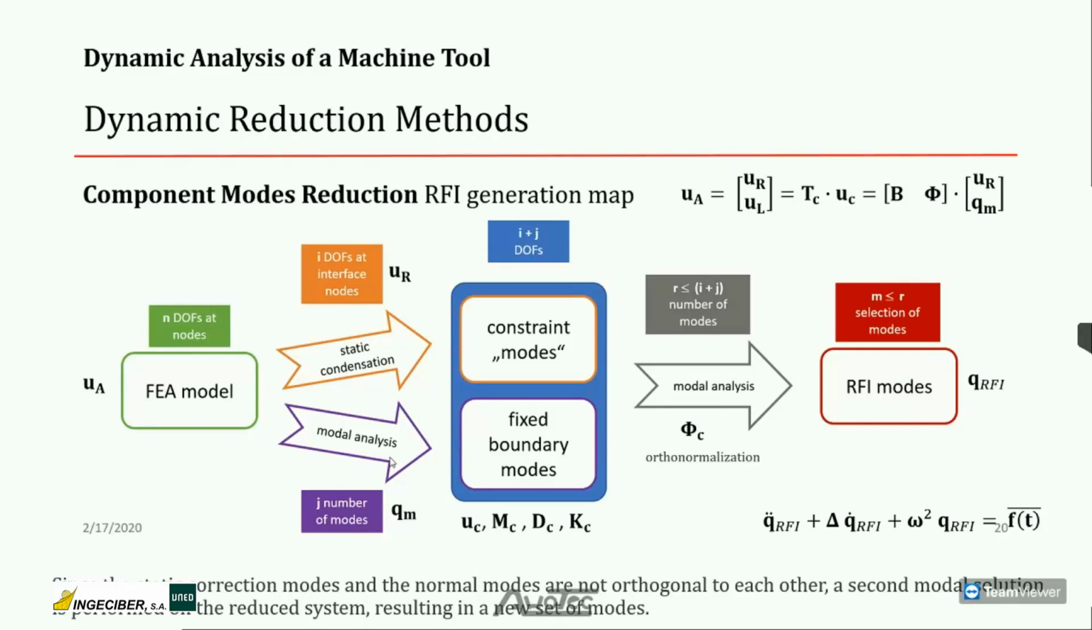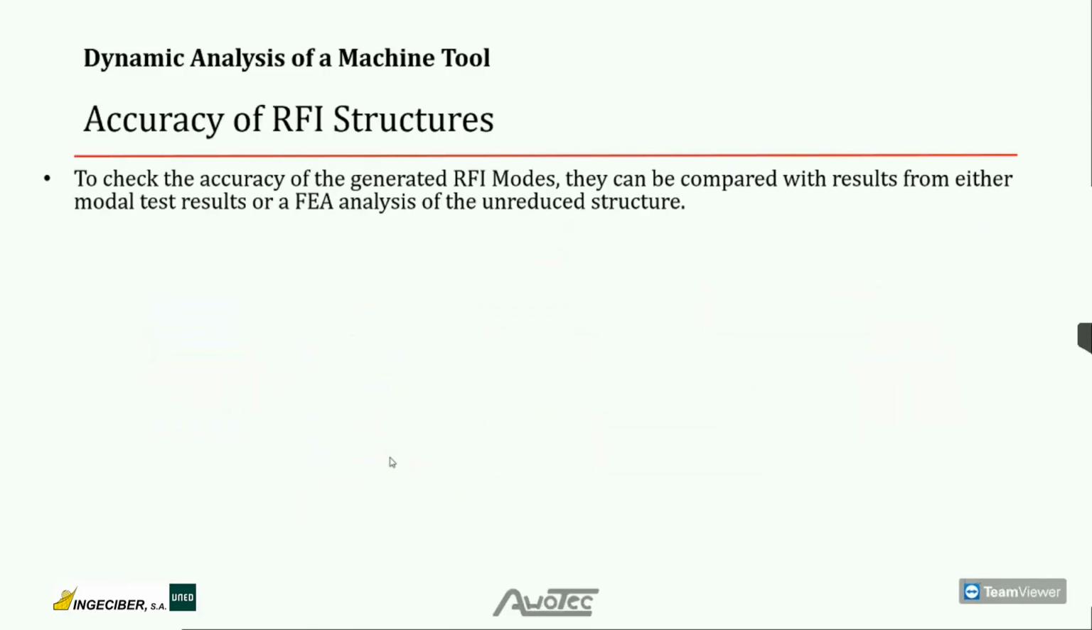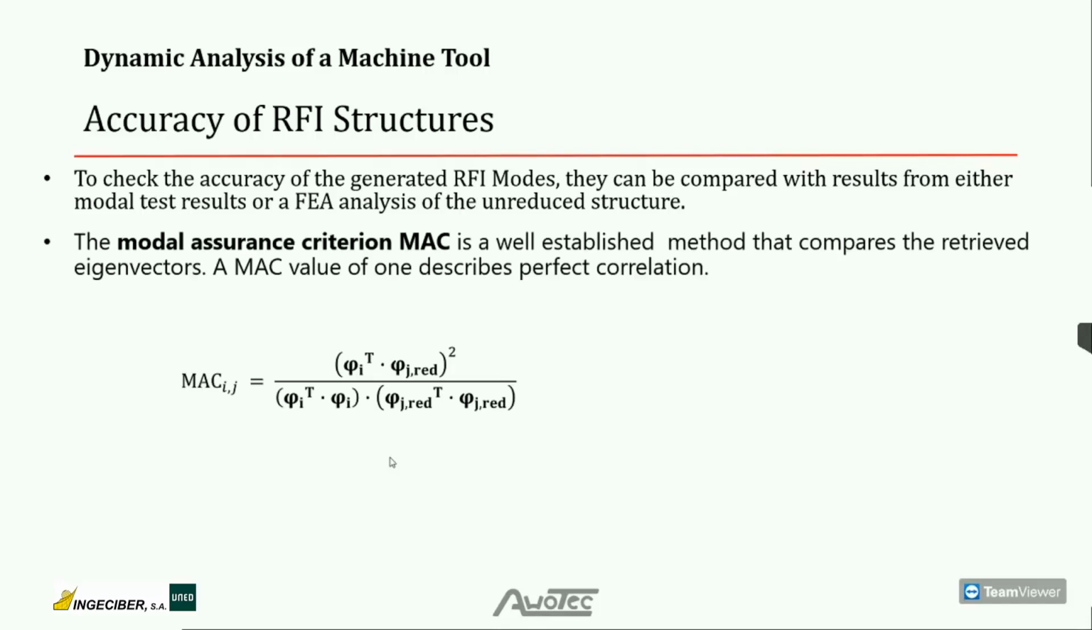So this is a really powerful method, but one has to take care that there are enough fixed boundary modes included to represent the dynamic behavior in an accurate way. How can we do this? Or how can we check whether the generated reduced bodies are accurate enough? For this purpose, we can use the so-called modal assurance criterion, or short MAC.